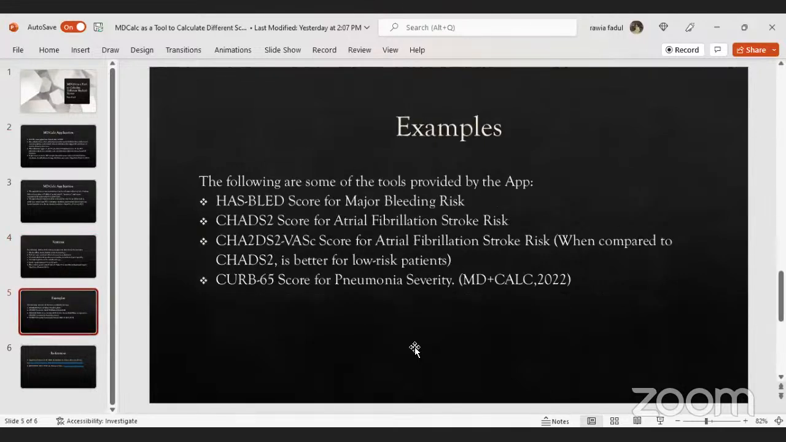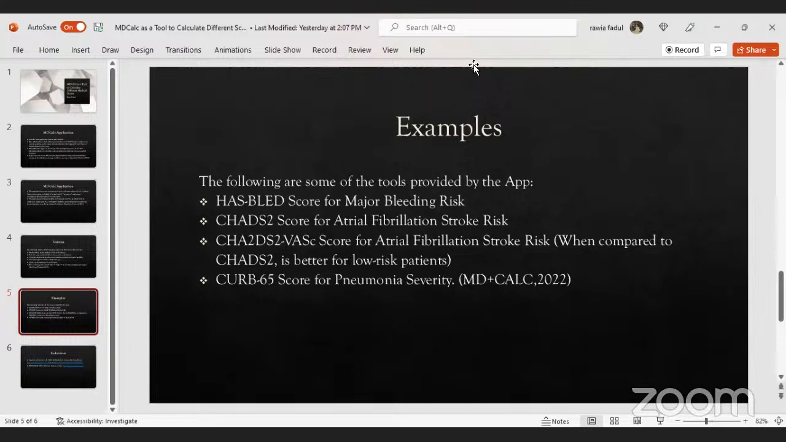The following are some of the tools provided by the app. The HAS-BLED score for major bleeding risk, the CHA2DS2-VASc score for atrial fibrillation stroke risk, and the CHADS2 score for atrial fibrillation stroke risk, which, when compared to the CHA2DS2-VASc, is better for low-risk patients. The CURB-65 score for pneumonia severity.